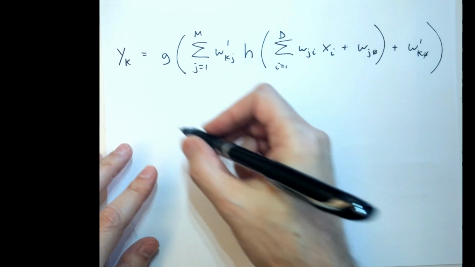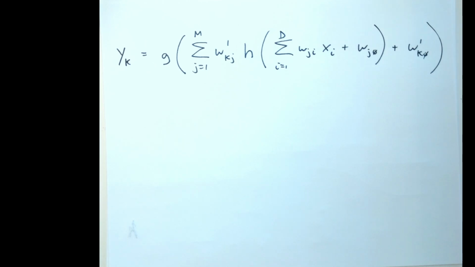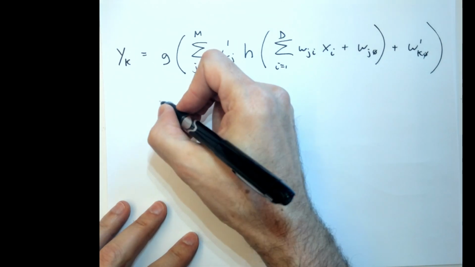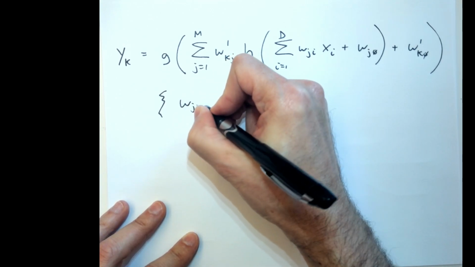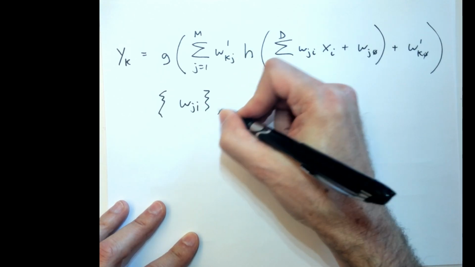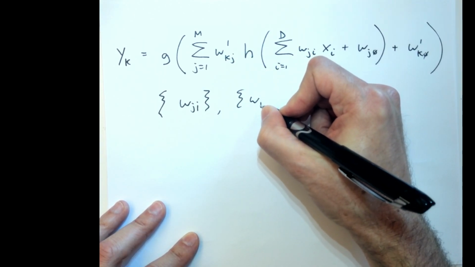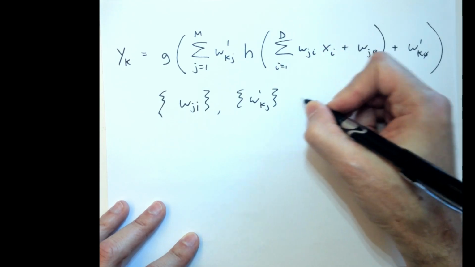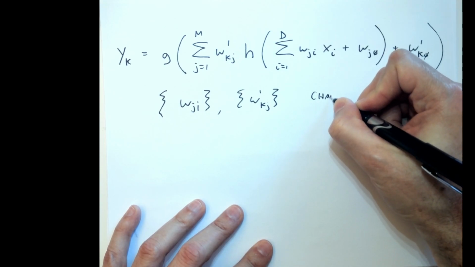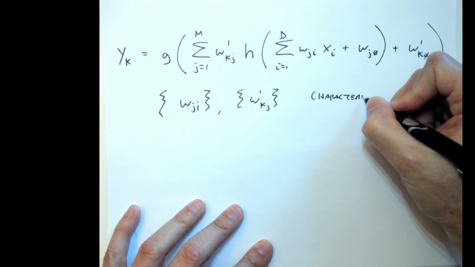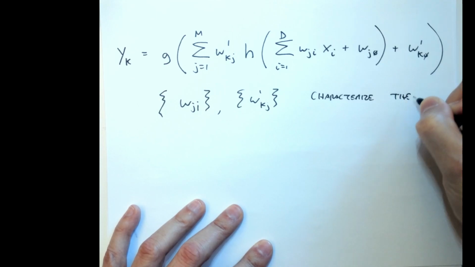And so how is this kind of network defined? This set of weights, the wji's and the w primes, plus the biases, characterize the network.